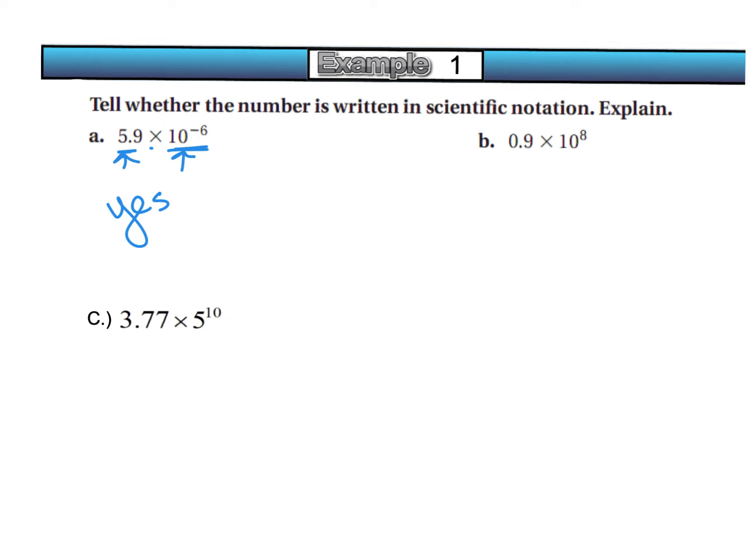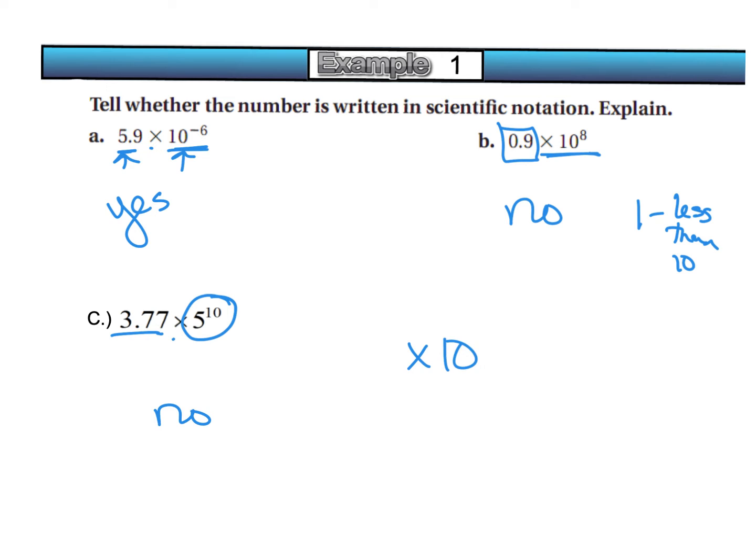Letter B, no, this one is not. We have the multiplying by the power of 10, but our factor is less than 1, and it's got to be at least 1 and less than 10. That's what we're looking for, and that one is not. Letter C is also not. We have a factor that's between 1 and 10, but here we have a power of 5, not 10. It's always going to be times 10.